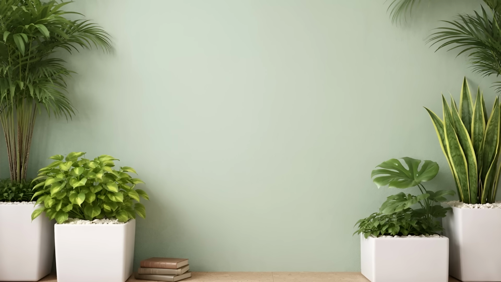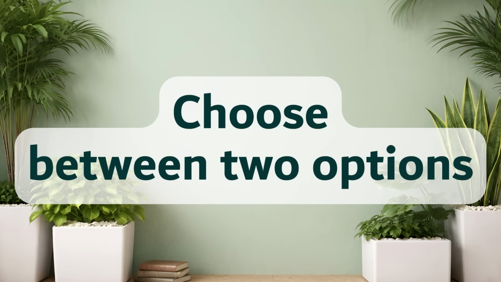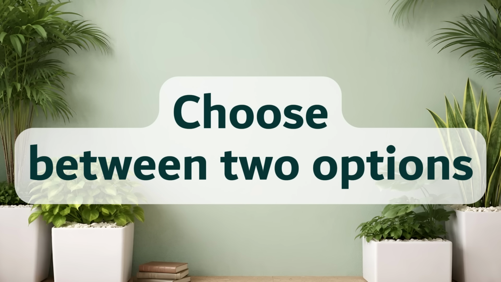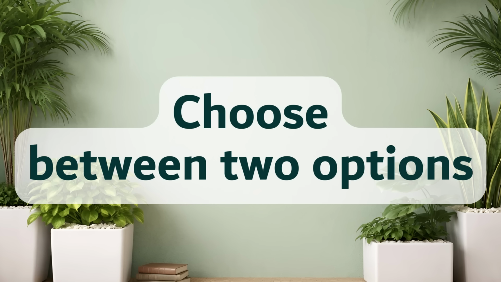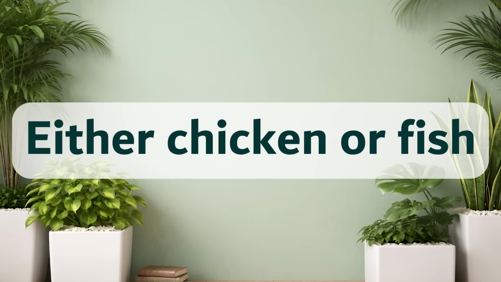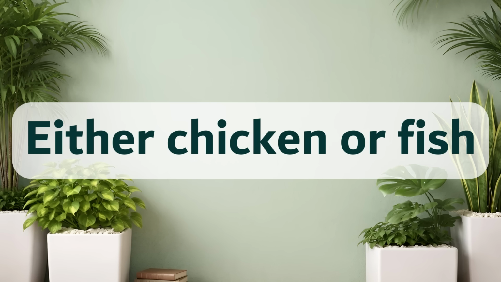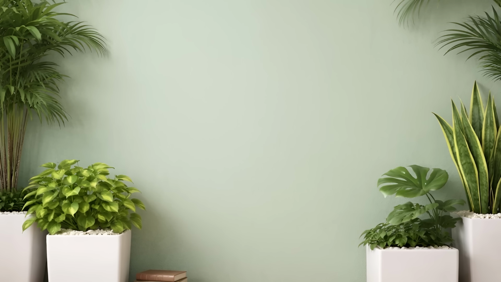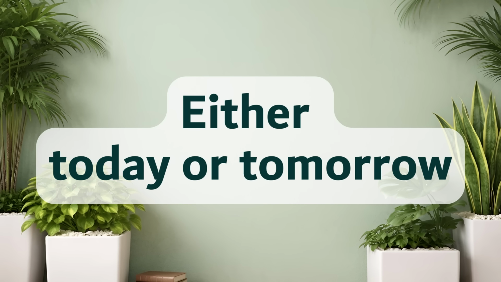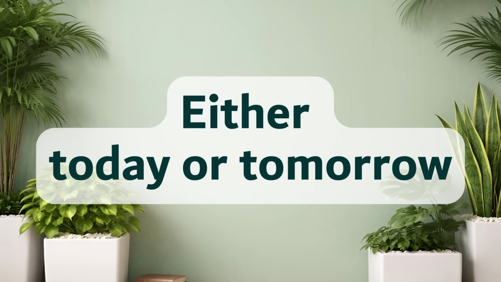Let's start with either. We use either when there are two possibilities, and one of them can happen or be chosen. For example, imagine you are in a restaurant. The waiter says, "You can have either chicken or fish." This means there are two choices available, and you can choose one of them. Here's another example. "You can call me either today or tomorrow." Again, there are two options, and both are possible.